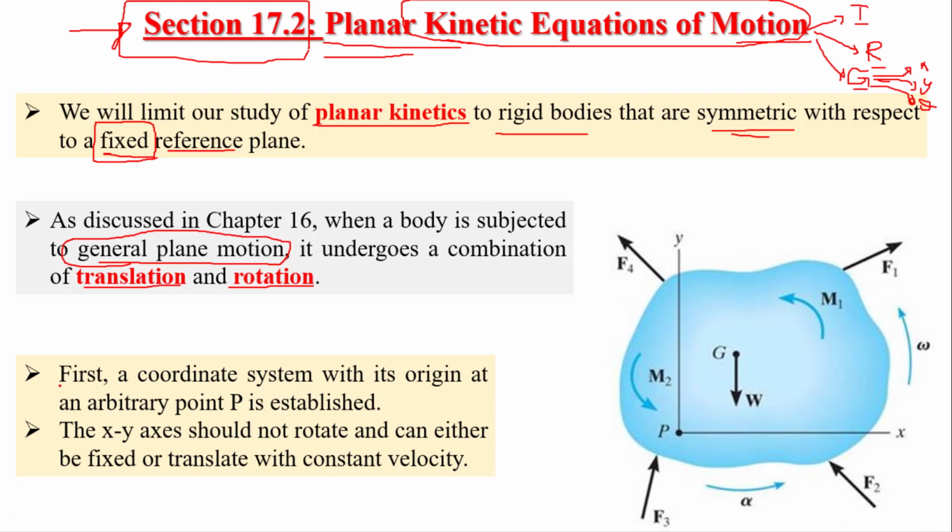So first step, a coordinate system with its origin at an arbitrary point B is established. Here we have a rigid body, colored blue, and this is an arbitrary point, not necessarily the centroid. The centroid is located here. So a coordinate system is fixed on this point. Here we have the x-axis, and here we have the y-axis.